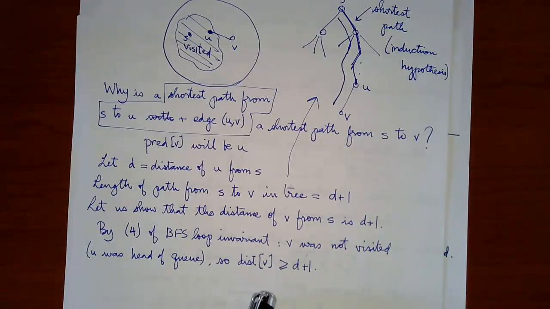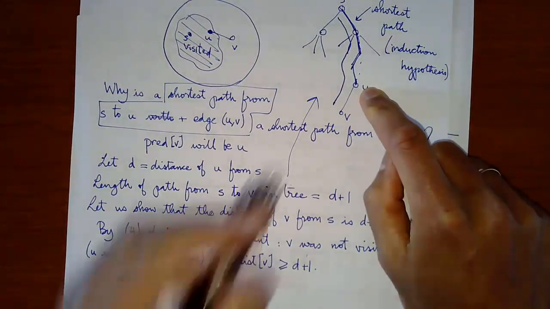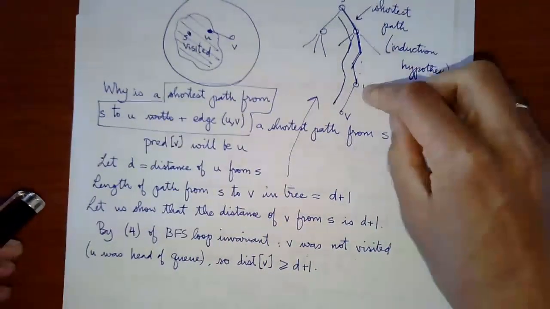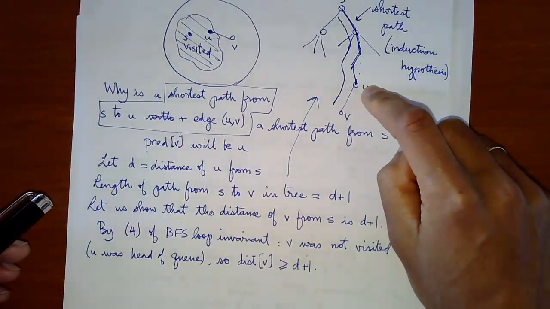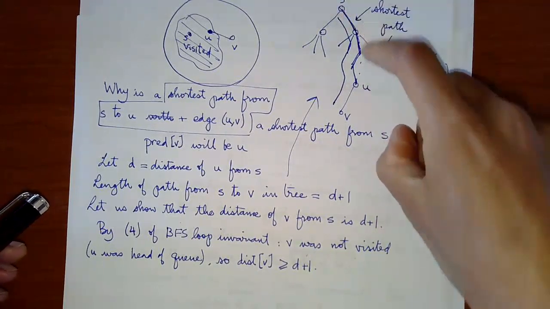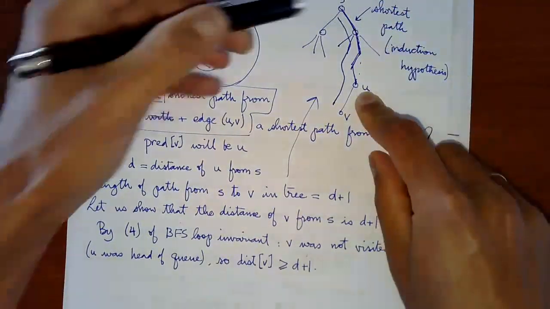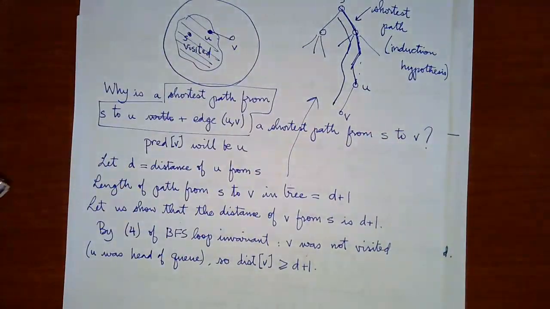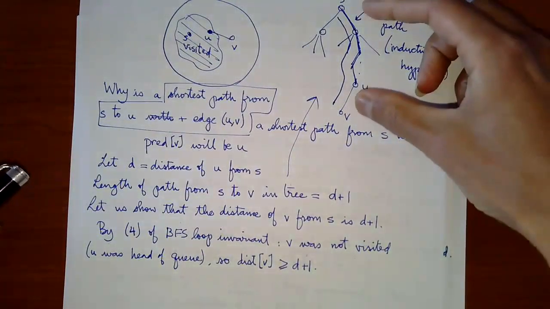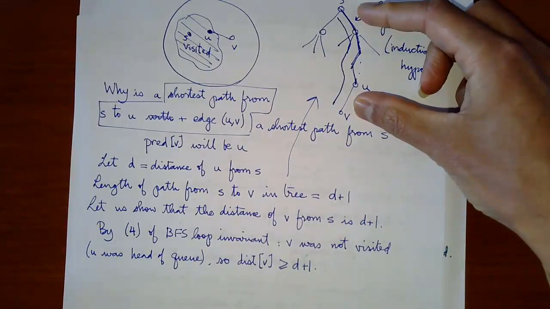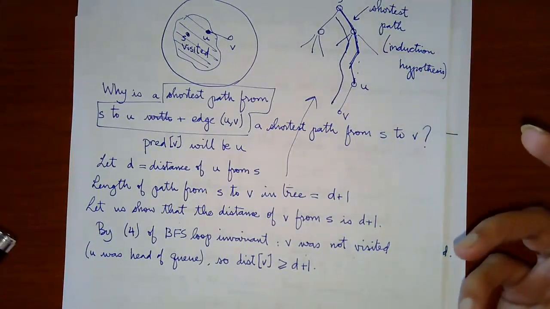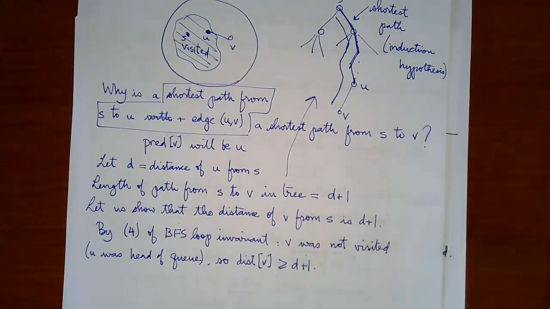So essentially what it's saying is, you know that this is already a shortest path from S to U. And so this is a path in the graph. This path from S to U to V is already a path of length D plus 1. So obviously, the distance is at most D plus 1. The moment you have a path of a particular length, the distance can be at most that. That's the shortest path distance.